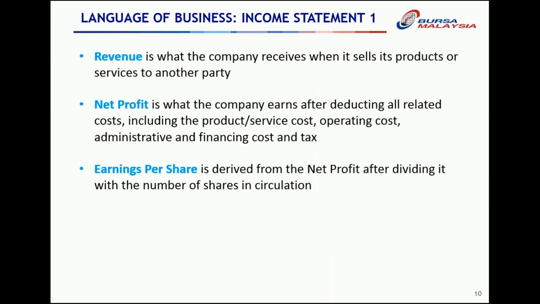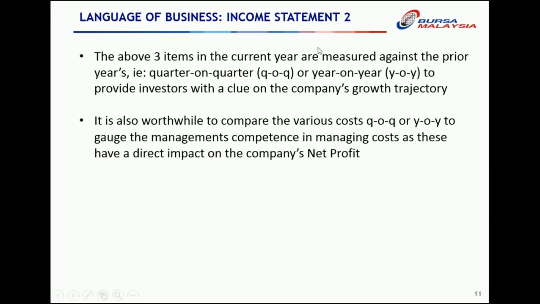So in the income statement, revenue is what the company receives when it sells its products or services to another party. The other is net profit, which is what the company earns after deducting all related costs, including product and service costs, operating costs, administrative and financing costs, and tax. Earnings per share is derived by dividing the net profit by the number of shares in circulation. So these are pretty basic.